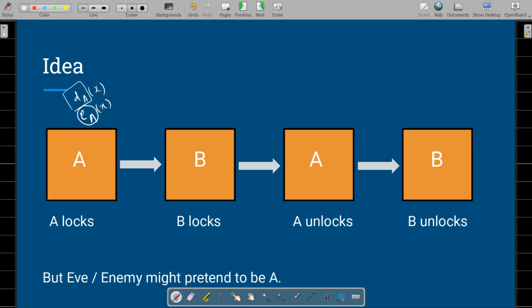Okay? And Diffie and Hellman put forward this idea. Suppose A declares, "My lock is going to be like this," and so on. Then nobody else can pretend to be A, right? That is the idea.